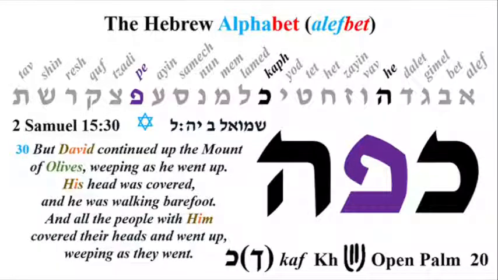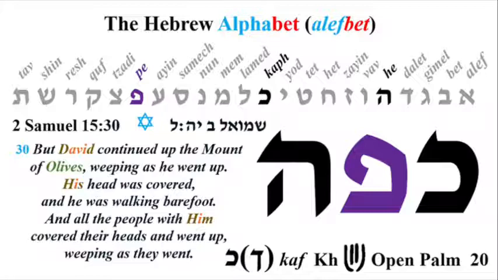Since we talked about kafar and covering and kippur, another word that you may have heard is a kippah. Before I tell you what it is, let's read 2 Samuel 15:30. It says, "But David continued up the Mount of Olives, weeping as he went. His head was covered, and he was walking barefoot. And all the people with him covered their heads and went up, weeping as they went." Okay, so we have something covered here. We have a head covered in this verse.